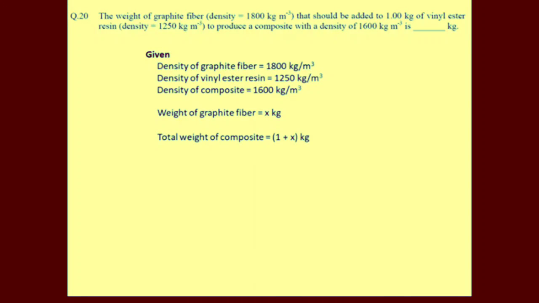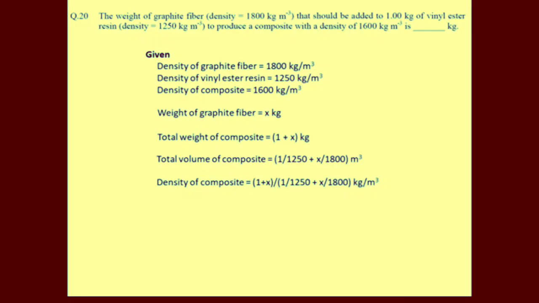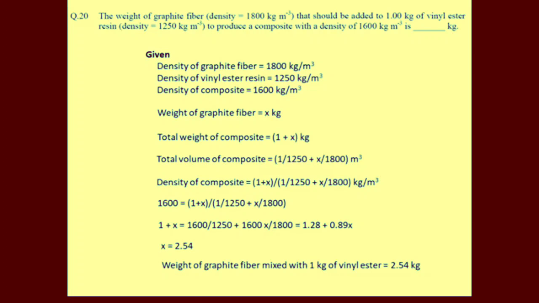So the volume of fiber and ester in the composite will be mass divided by respective densities. So the density of composite will be 1 plus x divided by calculated volume. This density will be equal to 1600. On simplification, we find that x is equal to 2.54. So 2.54 kg of fiber need to be mixed with 1 kg of resin to have composite with 1600 kg per meter cube density.